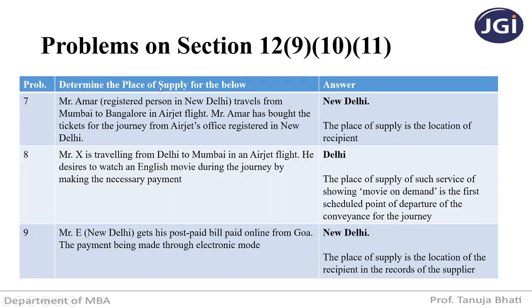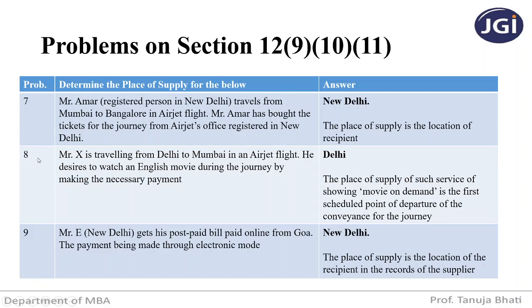So first, determine the place of supply for below. Mr. Amar, registered person in New Delhi, travels from Mumbai to Bangalore in airjet flight. Mr. Amar has brought the tickets for the journey from airjet's office registered in New Delhi. What is the place of supply? So as per section 12 subsection 9, the place of supply is New Delhi because the place of supply is the location of the recipient. Because if it is registered, it is obviously going to be the location of the recipient, that is such registered person.